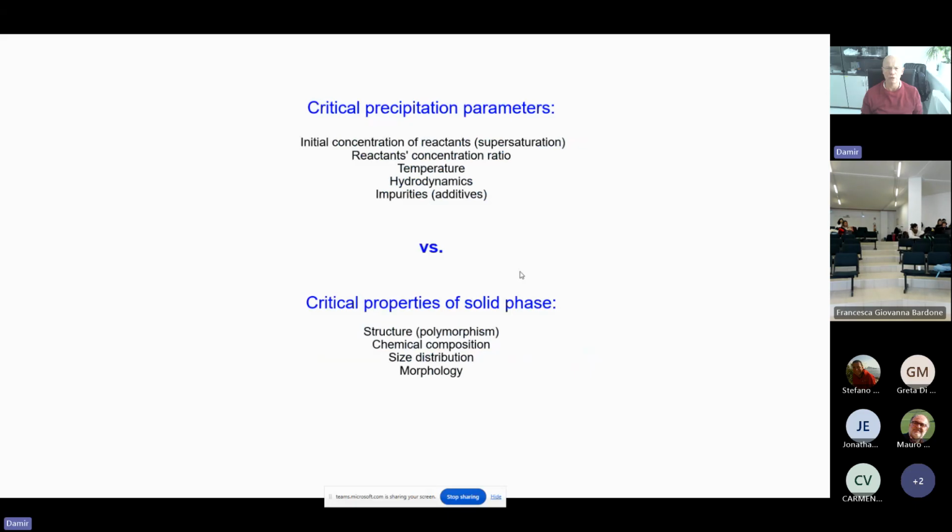Here I just mention the critical precipitation parameters that can be controlled in order to control the structure, size, and other crystal properties: initial concentration of reactants, reactant concentration ratio, temperature, and of course hydrodynamics. This is the way we mix the solution. And finally, the addition of additives.